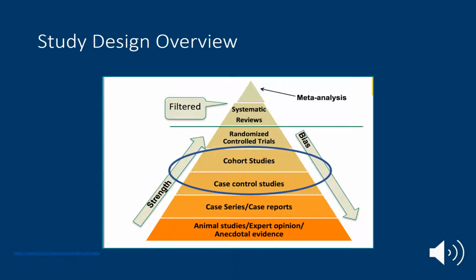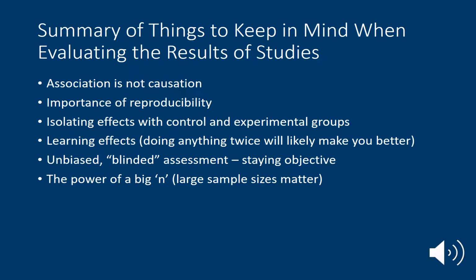So what do we need to keep in mind when evaluating the results of a study? It's important to remember that association is not the same as causation. It's important that results are reproducible, either between the same researchers or between research groups. And it's really important that if we're looking at an intervention, the effects are isolated with a control and an experimental group. If there's only the experimental group, it's really difficult to draw conclusions about whether or not any change in function was due to the intervention itself.